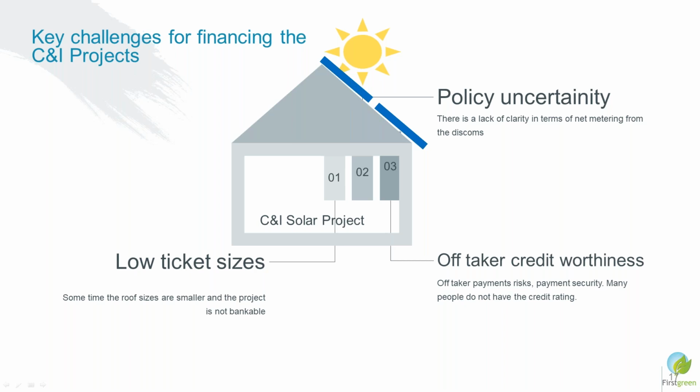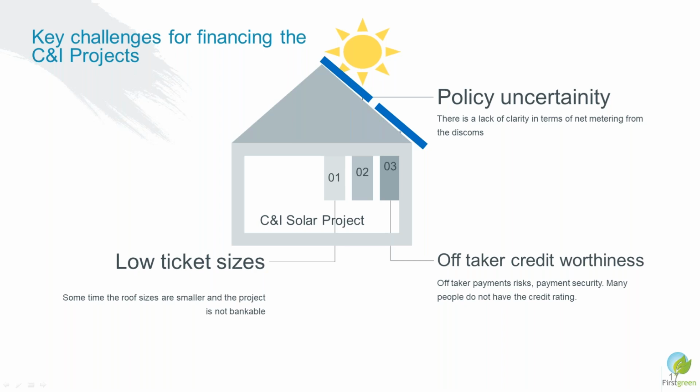At times you have policy uncertainty. There is a lack of clarity in terms of net metering, or you do not have the approvals of interconnection. If those things are not there, then your financing guy will not give you approval for funding this project, because he is aware that if you do not have all the approvals or the policies are not adequately addressed, you will not be able to meet your targets.